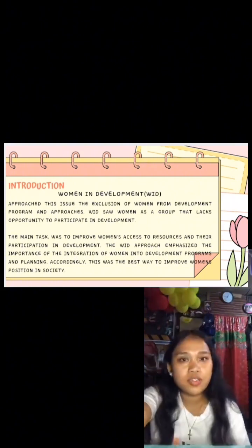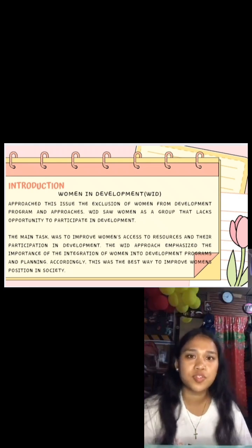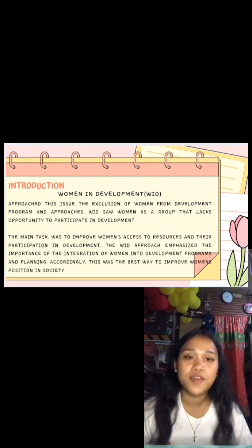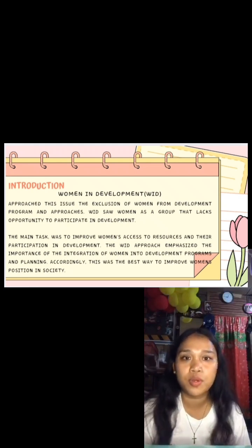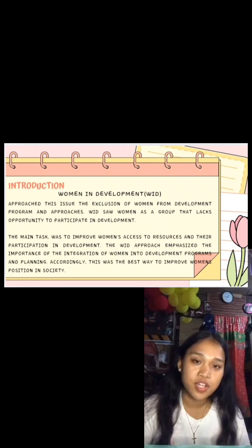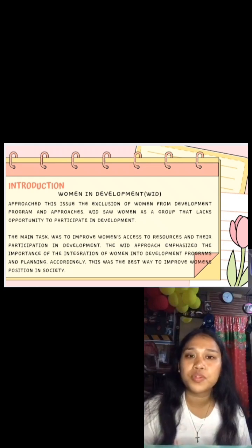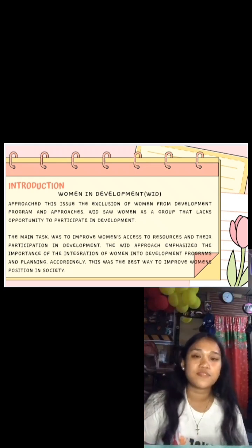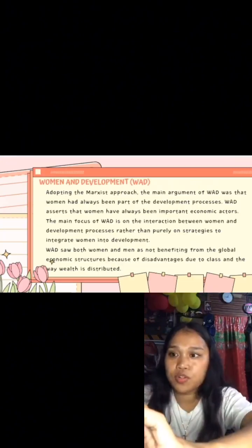So this framework emerged in the 1960s. As it became clear that women's contributions and needs were often overlooked in development initiatives, WID argued that integrating women into development programs was essential for fostering progress. It played a pivotal role in advocating for women's issues, culminating in notable recognition at international platforms like the United Nations. So the keyword for Women in Development is that its main focus is to integrate women into the development programs. So next, let us take a closer look at the next framework.